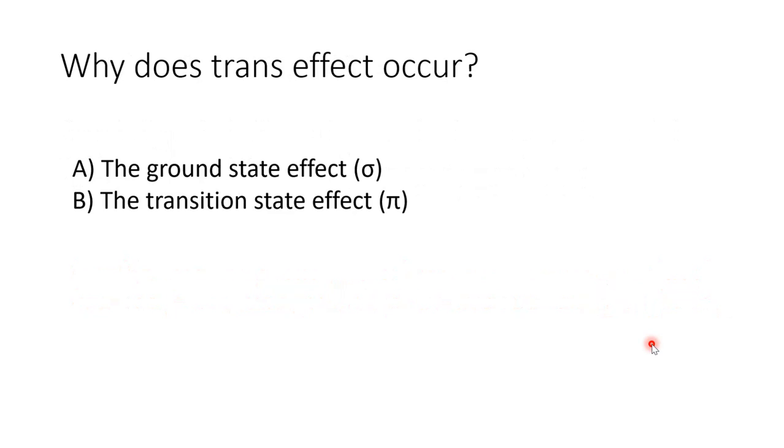Now we have to learn why the trans effect occurs. There are basically 2 theories behind this. One is the ground state effect and the other is the transition state effect. The ground state effect can also be considered the sigma effect, whereas the transition state effect can also be considered the pi effect.